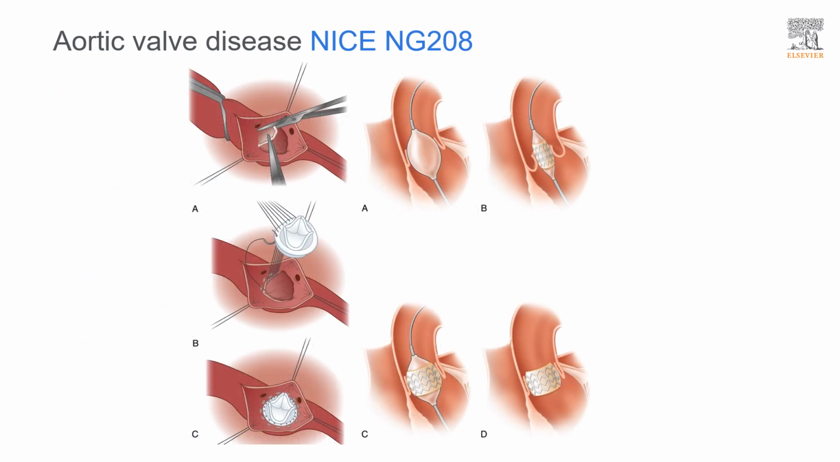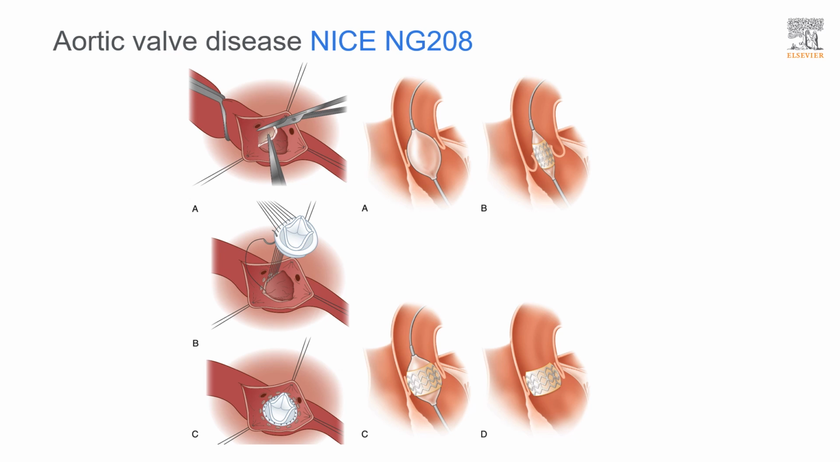Here we can see an overview of the steps of aortic valve replacement surgery. On the left-hand side, we can see open surgery where an incision is made in the ascending aorta, exposing the valve, which is then excised and the replacement valve implanted and secured into place.